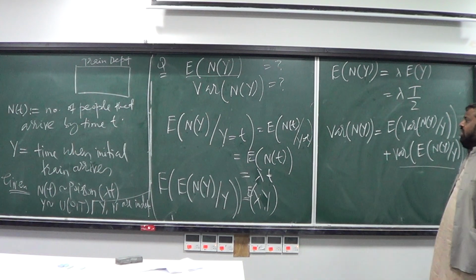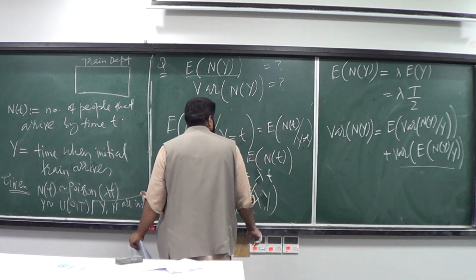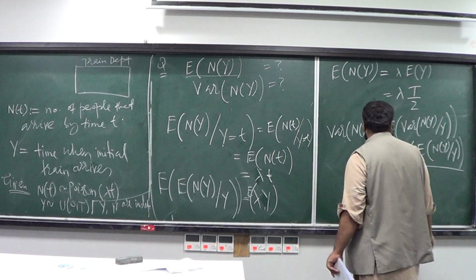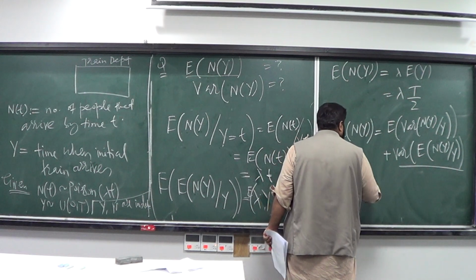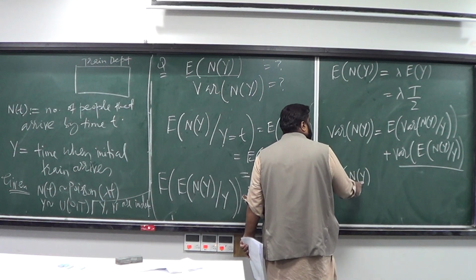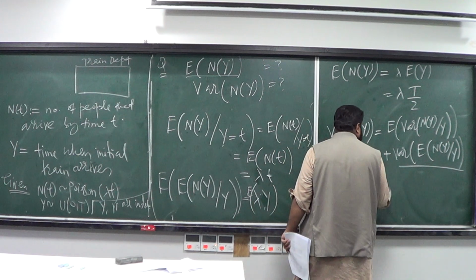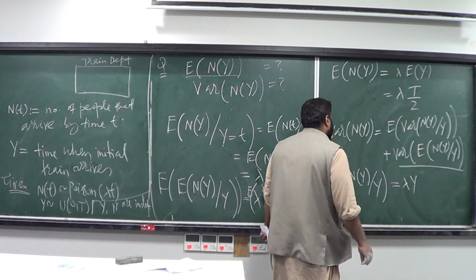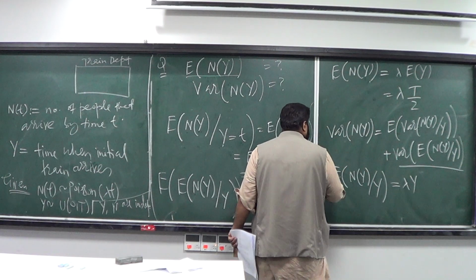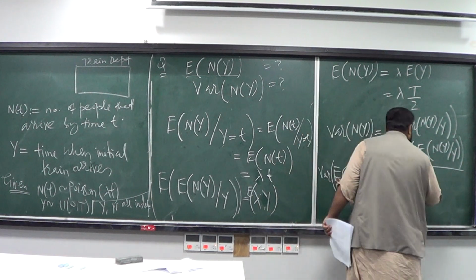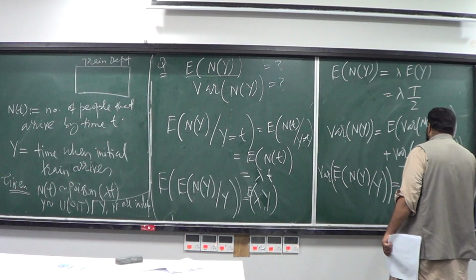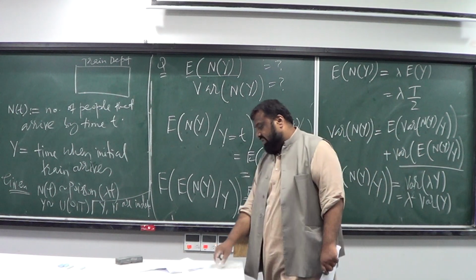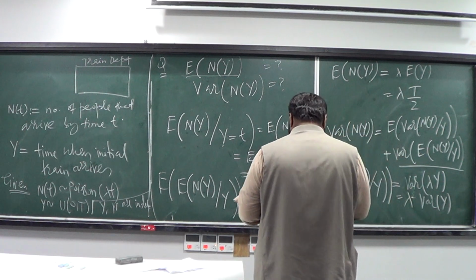Let's start with computing this. I know that the expected value of the number of people that arrive by the time Y, given that Y is the time of the arrival of the train, is equal to lambda Y. And I know the distribution of Y. So computing the variance of this is the same as computing the variance of lambda times Y, which is lambda square times the variance of Y.